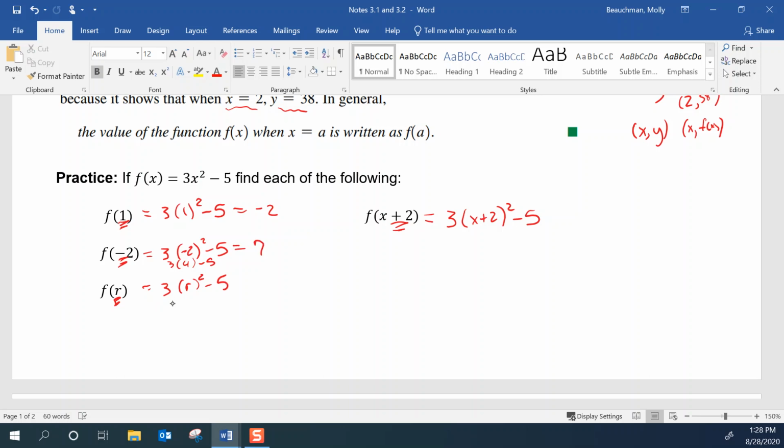This, we don't get a coordinate. We just rewrite our function in a different variable. So now our function is our function of r instead of a function of x. Last example, we've got some algebra to do here.